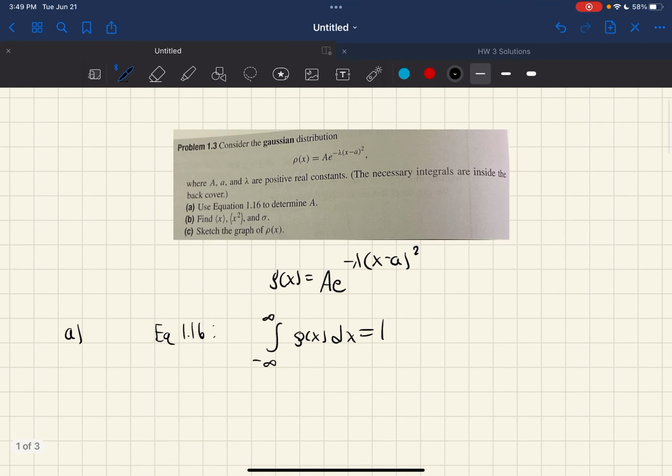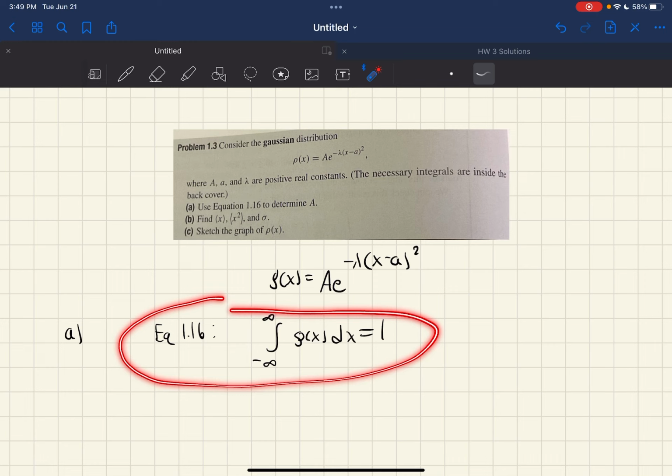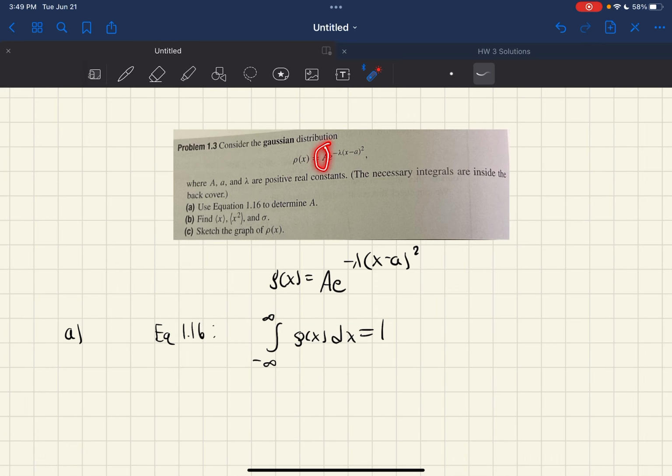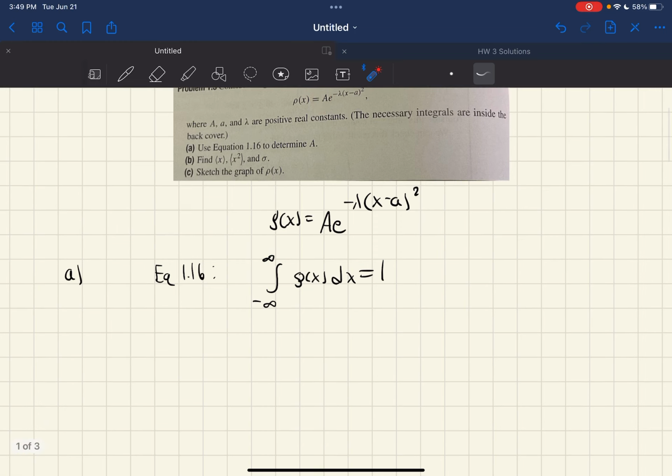All right, we're going to be doing problem 1.3 in Griffiths Intro to Quantum Mechanics, 3rd edition, where we consider this Gaussian distribution right here. For part A, we want to use equation 1.16, which is this equation, to find out what this constant A is. And this equation is essentially just saying if we integrate the probability density over all space, it has to equal 1. So we can use this property to determine what A is.